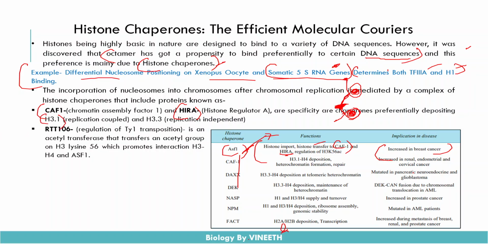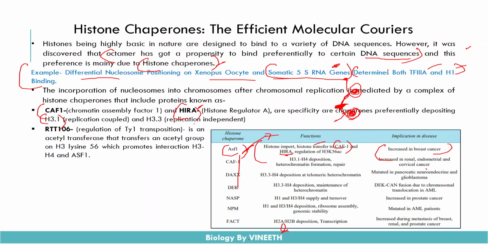I will be discussing these histone variants and their role in gene regulation in the next lecture. They preferentially deposit the histone 3 variants, H3.3 and H3.1, onto the DNA sequences. This depositing is mainly done by the HIRA and CAF1 histone chaperones.